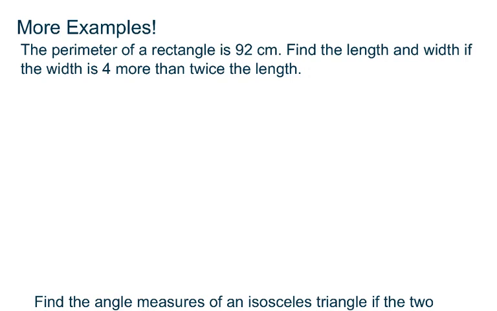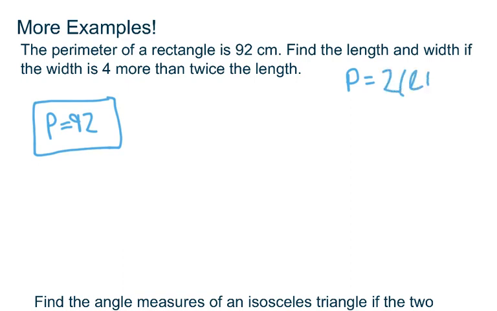All right, so here, the perimeter of a rectangle is 92 centimeters. Find the length and width if the width is 4 more than twice the length. So I'm going to recommend you draw a picture. Again, the scaling doesn't matter, but having some sort of visual is huge. Helps us out a lot. So we know that the perimeter is equal to 92. I'm also off to the side going to write P equals, and then here I'm going to go with 2L plus W. I think it's going to make life a little easier for us. Let's write it like that.